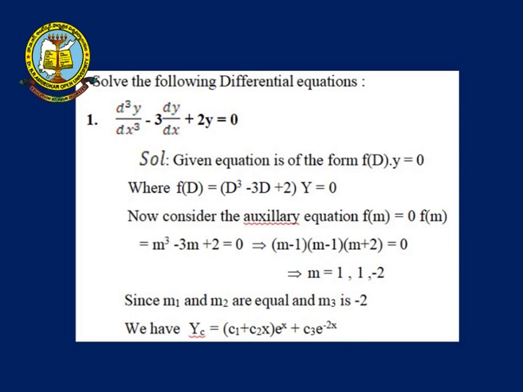Now solve the following differential equation: d cube y by dx cube minus 3 dy by dx plus 2y equal to 0. Here f of D into y equal to 0, so we can write D cube minus 3D plus 2 into y equal to 0 as the left side term. The auxiliary equation is m cube minus 3m plus 2 equal to 0. Now the factors are m minus 1 whole square into m plus 2 equal to 0. Roots are 1, 1, minus 2. So two roots are equal and one root is distinct. So the complementary solution is c1 plus c2 x into e power x plus c3 into e power minus 2x.